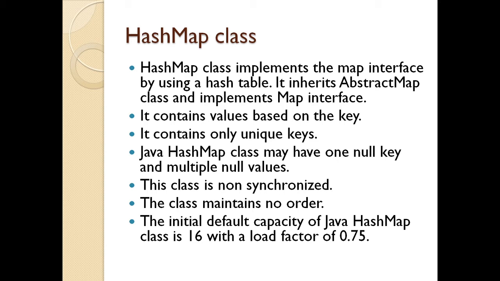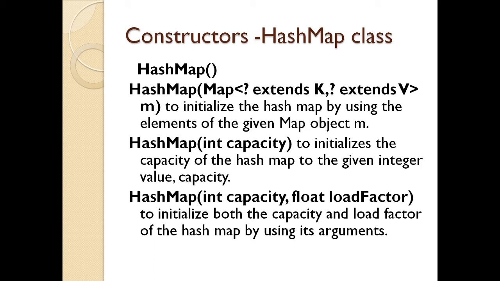Let us see what are the constructors when you have to construct a hash map class. First is the default hash map. That means you can create a default hash map by using the default constructor. The second constructor is HashMap with a Map m, where m extends K and V, that initializes the hash map by using the elements of the given map object m.